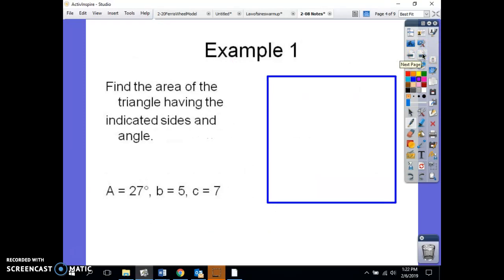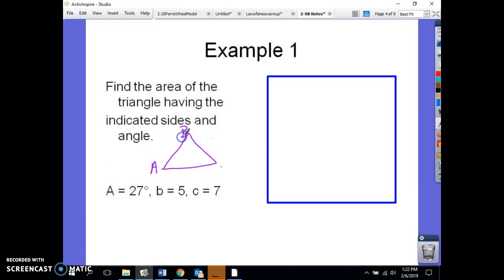Okay, so here's our first example. Find the area of the triangle having the indicated sides and angle. So you're going to notice that this is a side, angle, side triangle. Okay, if you're not sure, you can always draw your picture where A is 27 degrees, little b is 5, and little c is 7. So we're going to be able to use our formula. So we're actually going to say that area equals 1/2, okay, then times the first side, so times 5, and then times the second side, so times 7, and then sine of my angle, which is 27 degrees.